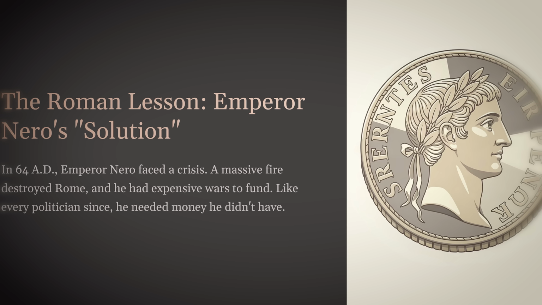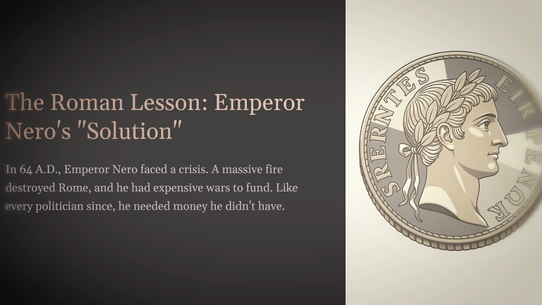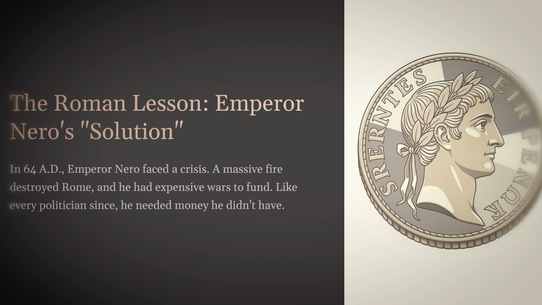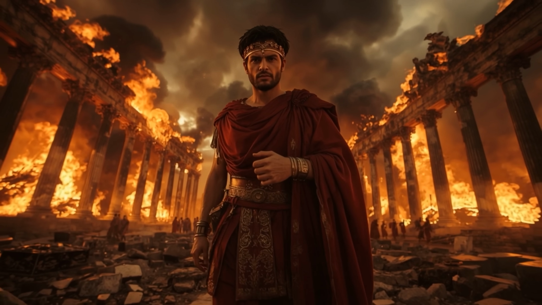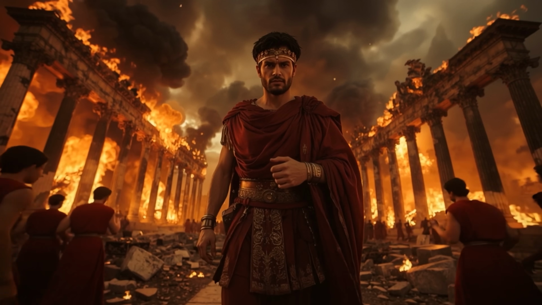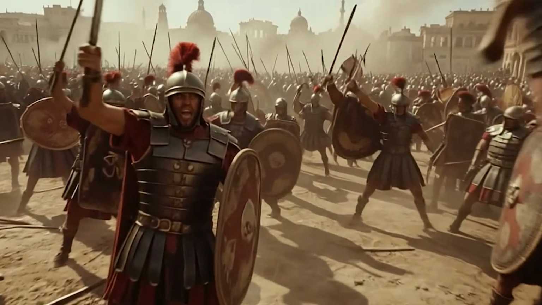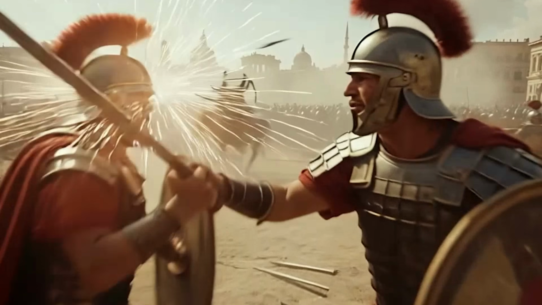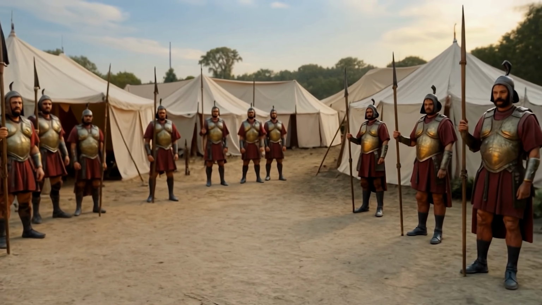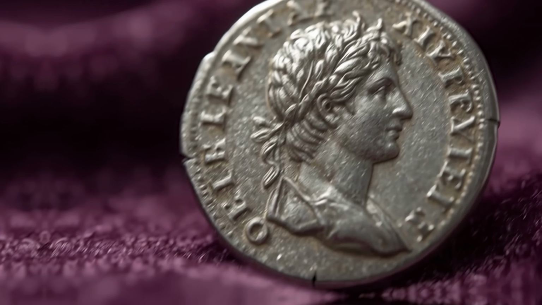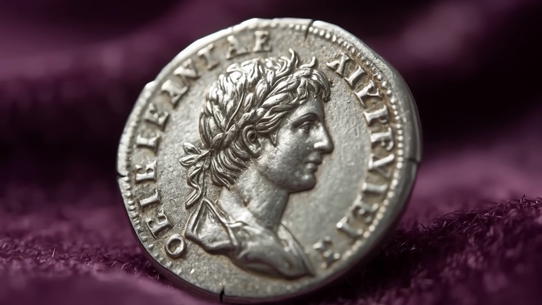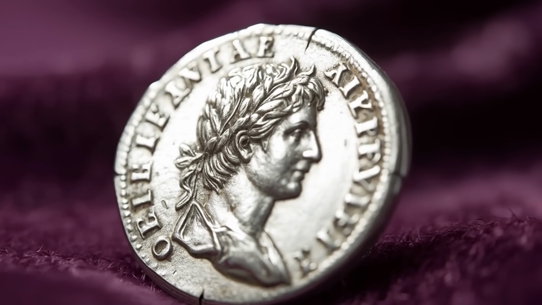In 64 AD, Emperor Nero, that lunatic, had a problem. He just had a massive fire destroy most of Rome. Some people rumor that he started it. And he had very expensive wars to fund. And like every politician since, he really enjoyed spending money that he didn't have, right? Now, Nero couldn't exactly fire up a printing press, but he could do the next best thing. He could debase the currency. The Roman silver coin had a picture on it of a chap who's meant to be Nero. And this silver coin was meant to be, guess what?